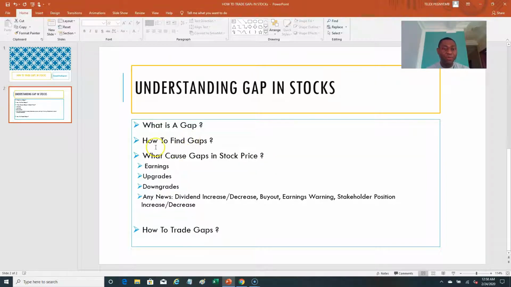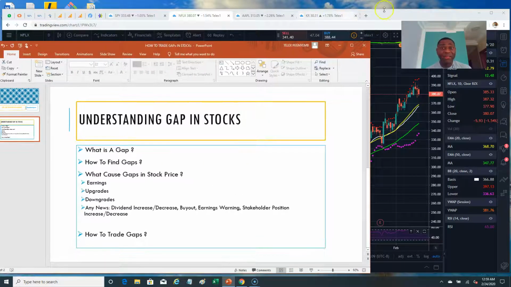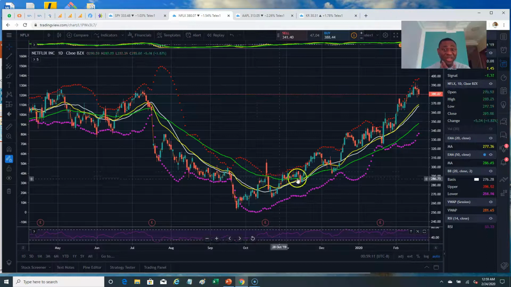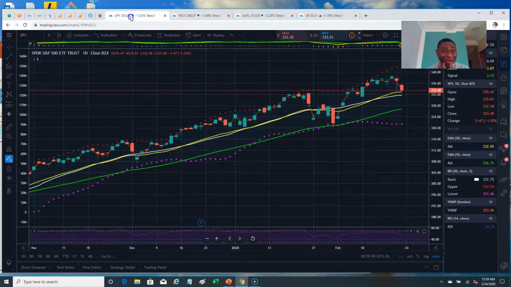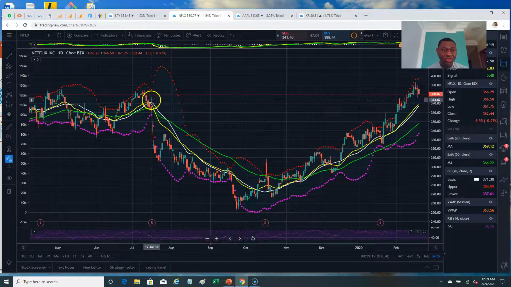A gap is a skip in price, either a jump up or a jump down. I showed you a couple of jumps down on SPY. What causes a gap? For SPY, there's really no reason. We don't have any explanation of why this gap happened on SPY, just that the market makers want it like that, and that's fine. On singular stocks, meaning a stock like this, since SPY is an ETF, right?